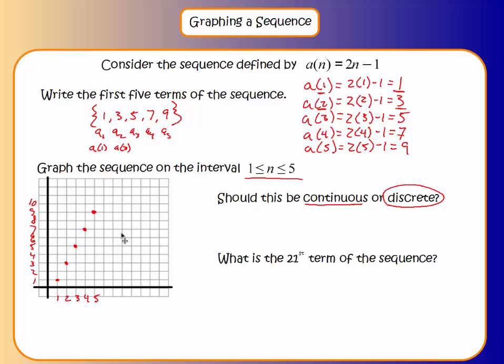Remember, the discrete graph is only dots along the way. We don't connect the dots. And again, how do you know you're not connecting the dots? Because it doesn't make sense to have a position in between the first and the second position.